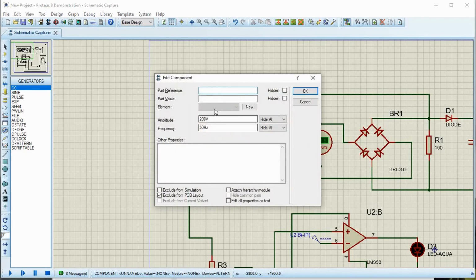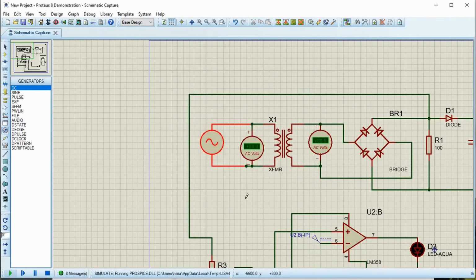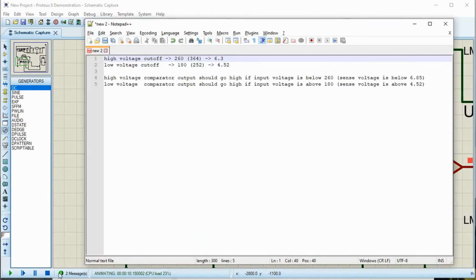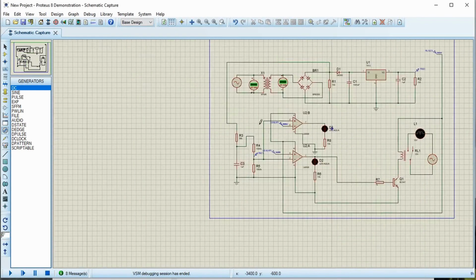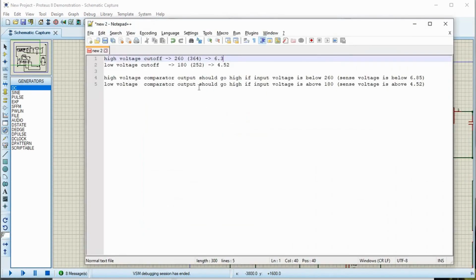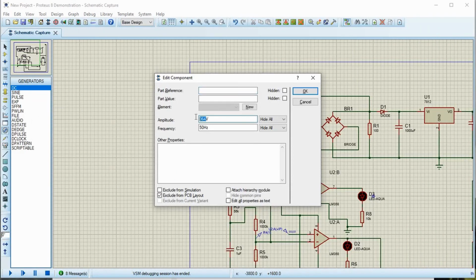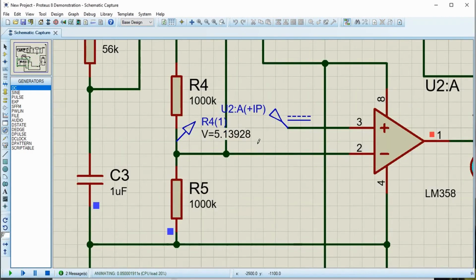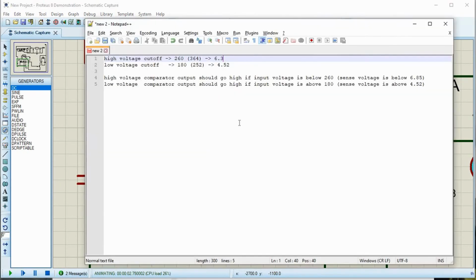Let me just change it to the higher one, that is 364. This voltage is 6.28, so 6.3. Then for the lower one, we need 252. This is a peak voltage. This is now 5.13.